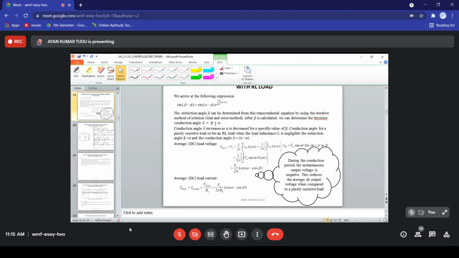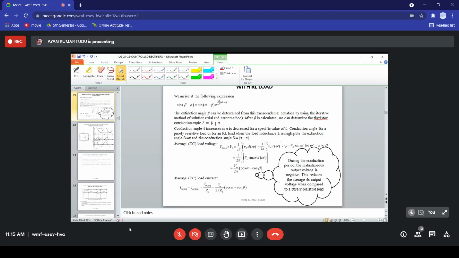Obviously, giving a transcendental equation and solving it by the iterative method will take a huge amount of time. So generally in our semesters we will give the value of beta, and you may be asked to find the other part, that is, you may be asked to find the value of alpha. Like that, we can give any problem.